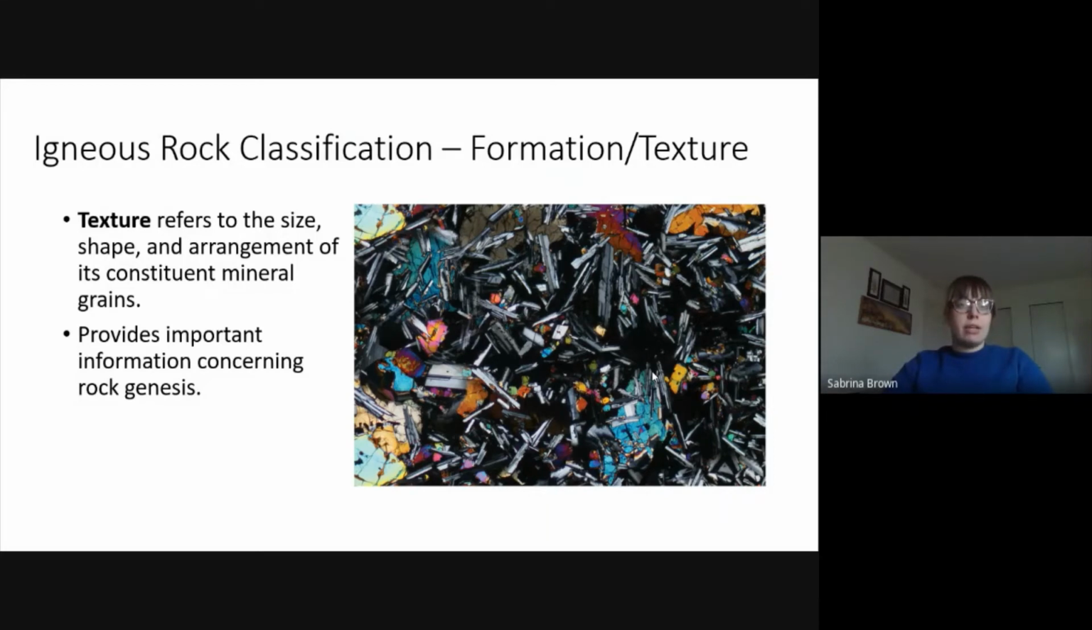So when we're classifying igneous rocks, again, remember that texture is an indication of how that rock formed. So in this sense, texture refers to the size, shape, and arrangement of the mineral grains that are making up our igneous rock. And this texture, right, how the minerals are arranged, how big they are, the shape of them, tells us how that rock formed.